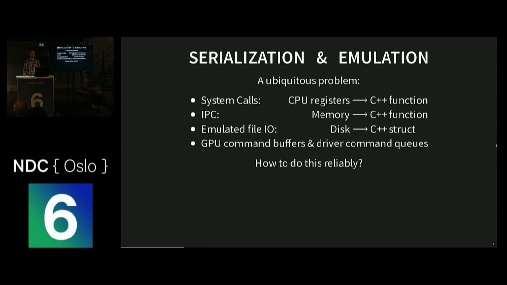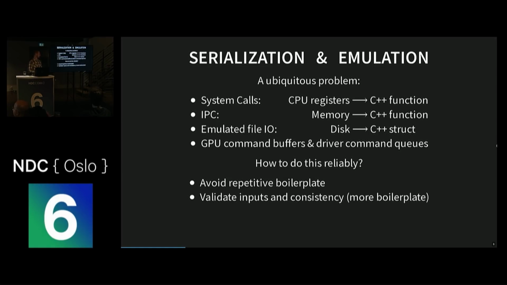The question that I want to address in this talk is, given that this is such a ubiquitous problem, how can we do this reliably and without boilerplate? Without boilerplate, because boilerplate causes issues: at some point when we keep track of offsets, we are bound to mess up eventually. We want to validate inputs consistently, and we want to detect invalid system states.